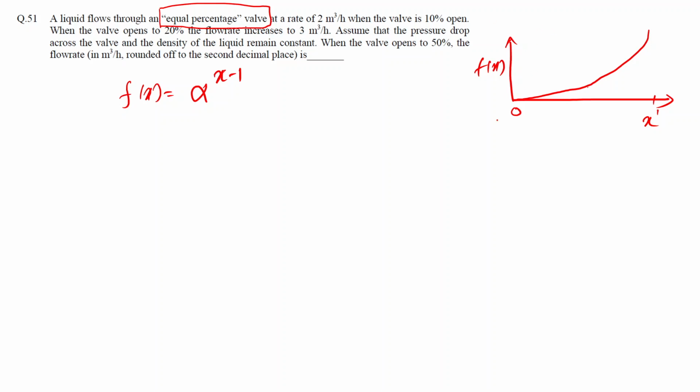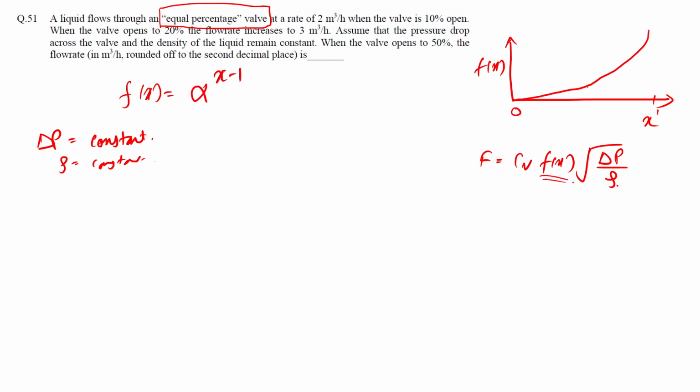So the flow equation, you can write this as f is equal to Cv f of x times under root of delta p upon rho. Now in this given question, we have been given that delta p is constant, the density is also constant. So the flow, we can simply equate it to this f of x.